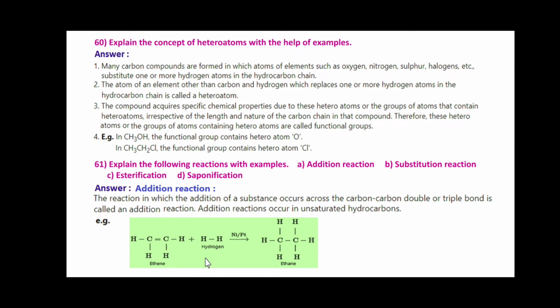You could see ethene, and here hydrogen is added in the presence of nickel or platinum, which gives you ethane, that is CH3CH3. CH2=CH2 plus H2 gives you CH3CH3.